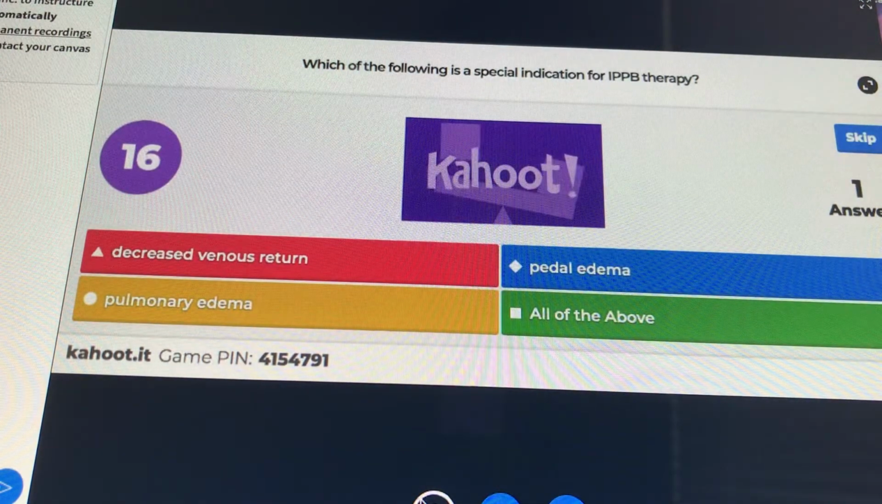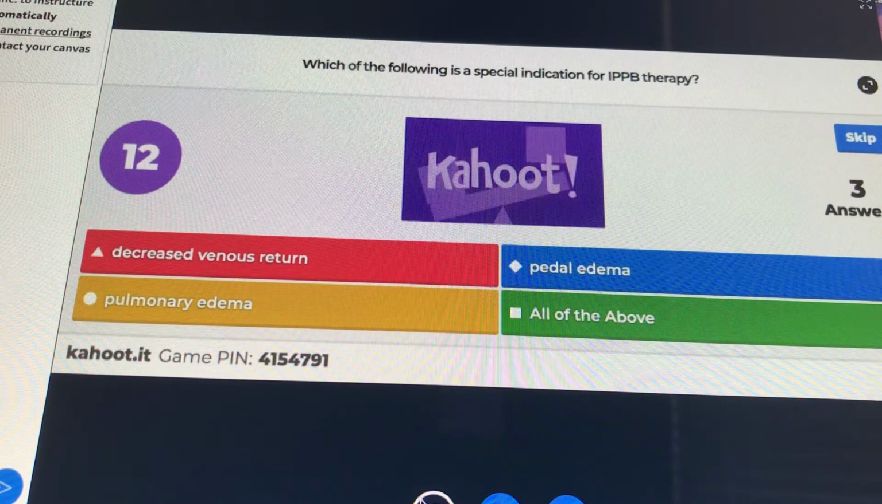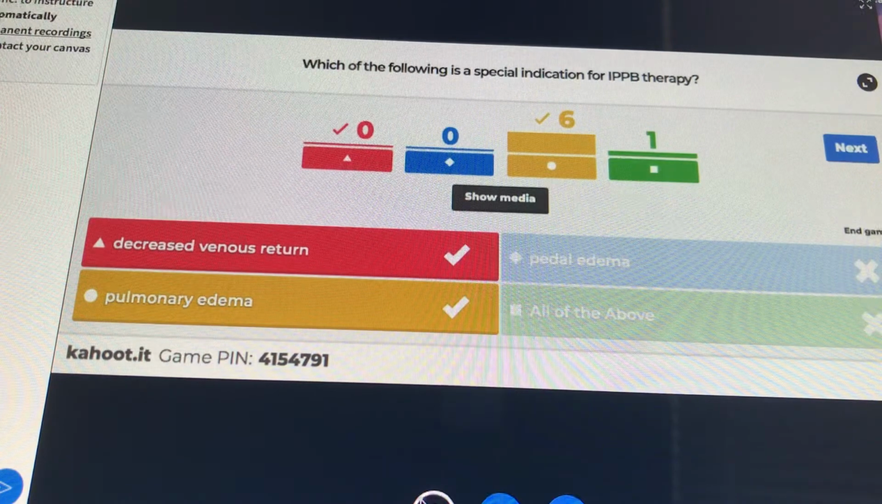Which of the following is a special indication for IPPV therapy? And that is, of course, to decrease venous return, which will decrease cardiac output, and also for patients who have pulmonary edema.